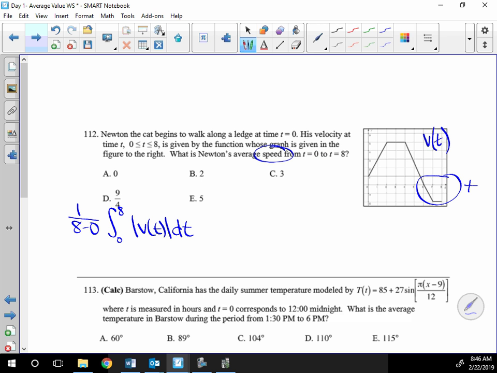What was the total amount of area we got for our beautiful traffic light? What'd you get for the top traffic light? 21. Yes, 21. And then what'd you guys get for the bottom little traffic light here? -3, and then we're going to make it positive. So our total amount of area underneath the curve, all in terms of positives, would have been 24. So this is 24. And then divide by 8, we should have gotten an answer of?